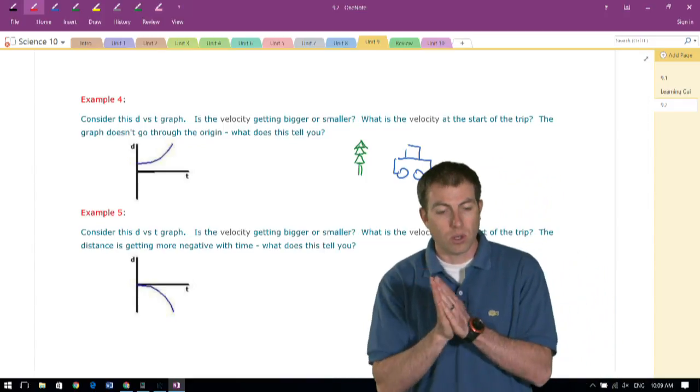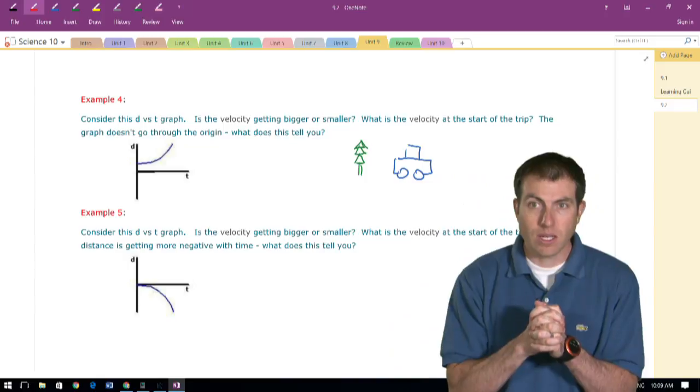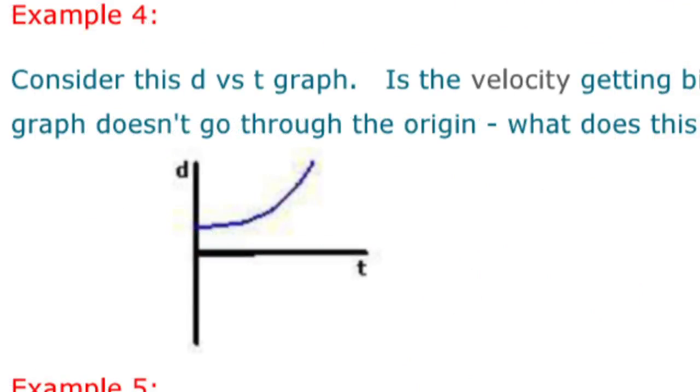Example number 4, is it getting bigger or smaller? Is the object speeding up or slowing down? Let's just take a couple of slopes here. I got a slope there and then a slope there. So comparing slope 1 to slope 2, what's going on there? Yeah, it's definitely speeding up. That slope is increasing. So the velocity is increasing.